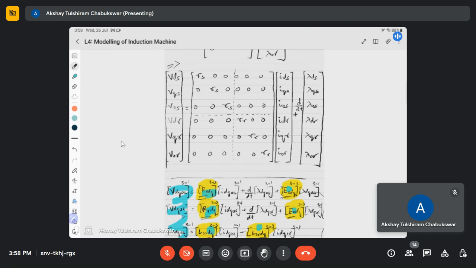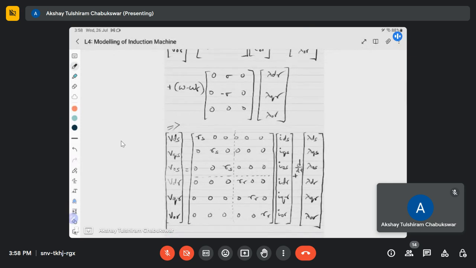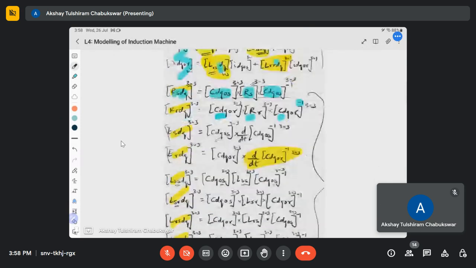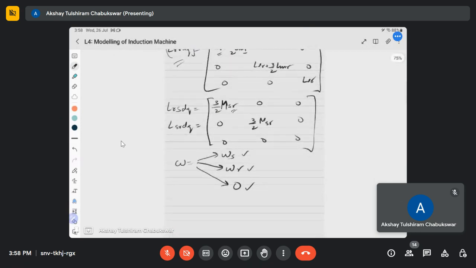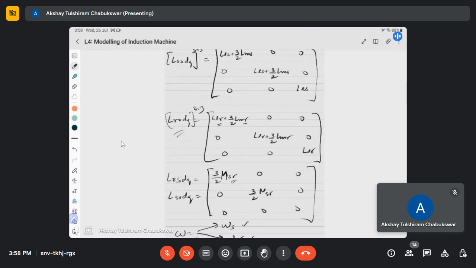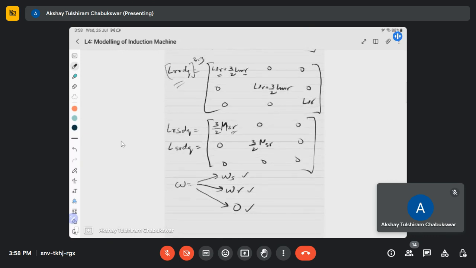Here you observe that whatever the DQ reference frame, let omega be omega s, omega r, or 0, the inductances are constants. Let the convention be 1, 2, 3, or 4, still the inductances are constants. So in an induction motor, there is flexibility that you can model the motor in any DQ reference frame with any speed of rotation and any convention. Why? Because of the symmetry.